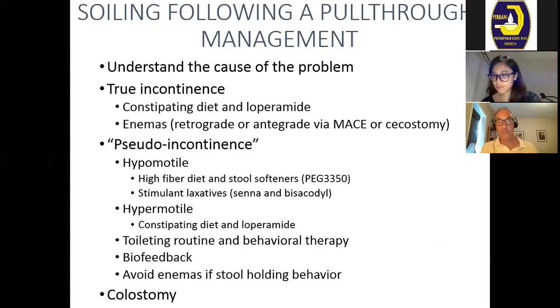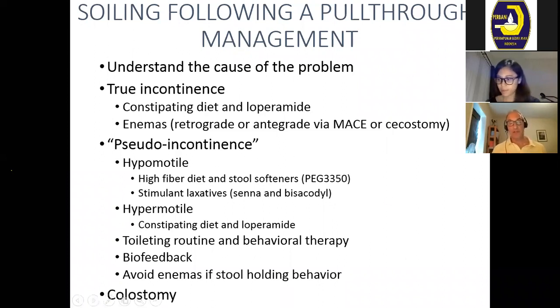And we have had some kids who have such bad soiling that doesn't respond to any of these techniques. And sometimes giving them a colostomy is the only way to get them back into society. The good news is that many of the kids who have pseudo-incontinence, over time, will also get better.